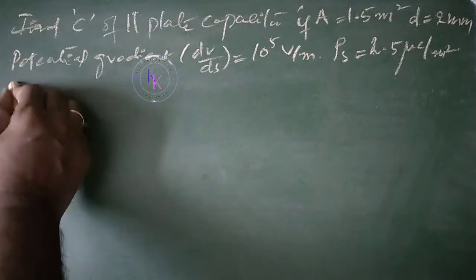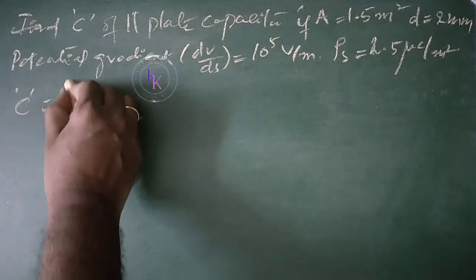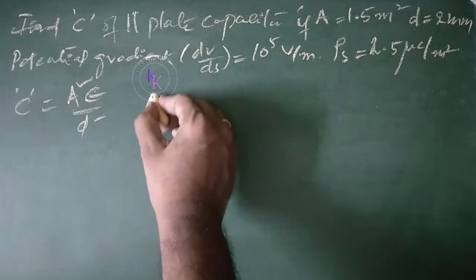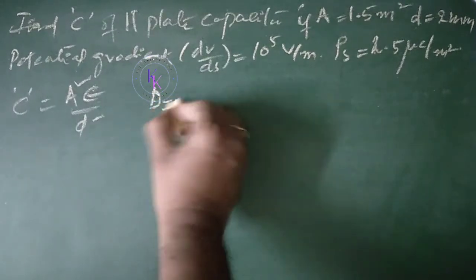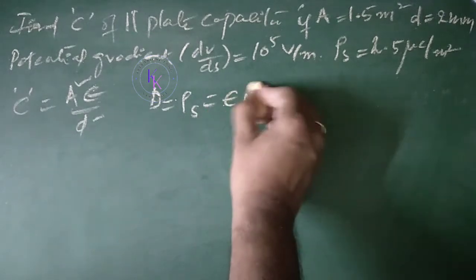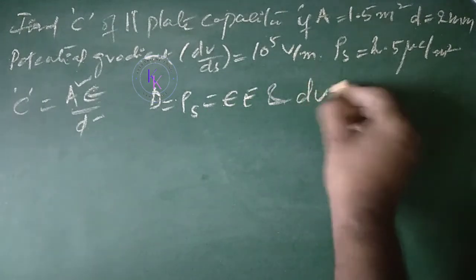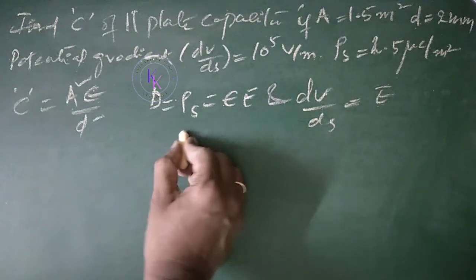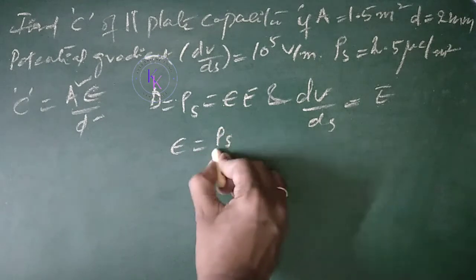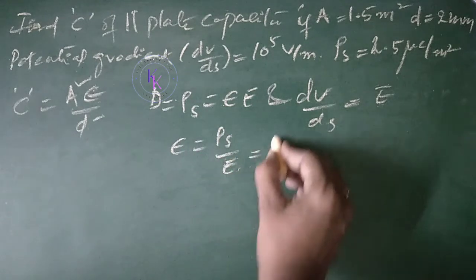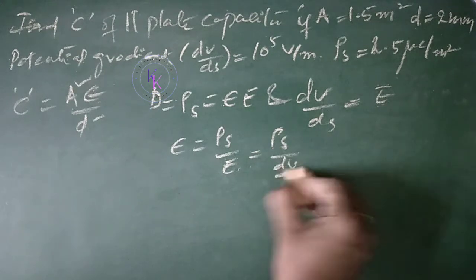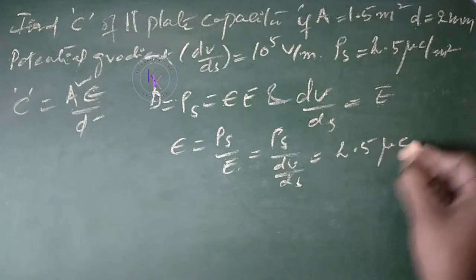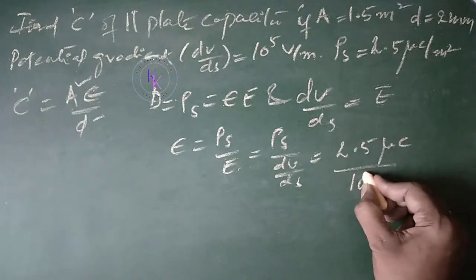Then we need to find out the capacitance C, which is given by A epsilon by d, where we know A, we know d, but we don't know epsilon. But we know the formula that D equals rho s, which equals epsilon E, and dV by ds, that is potential gradient, equals E, from which epsilon equals rho s by E, which is rho s divided by dV by ds, which is 2.5 microcoulombs divided by 10 to the power of 5.